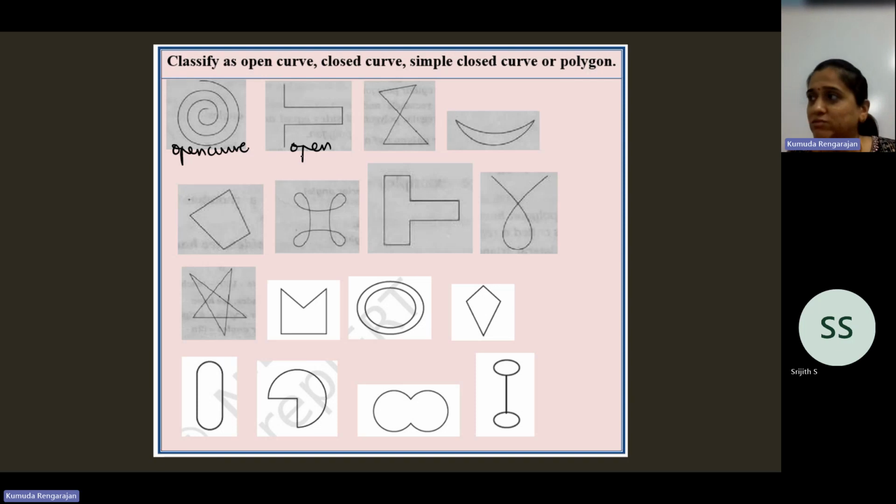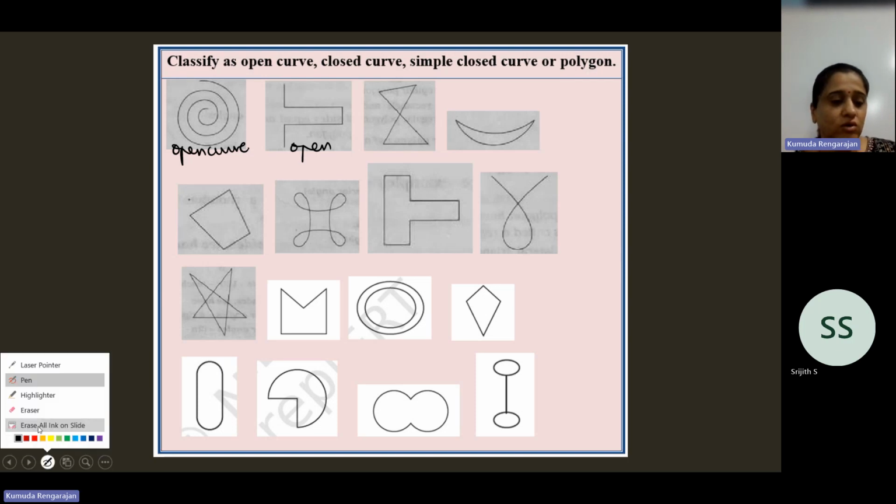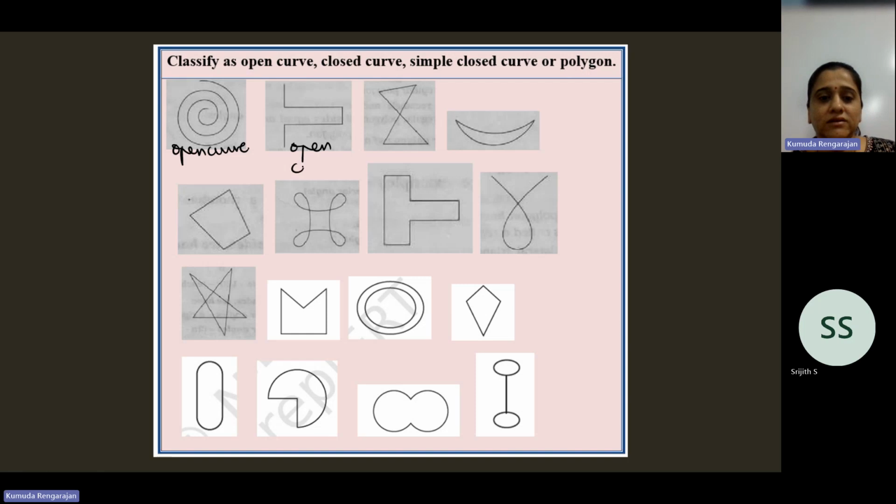So here you have line segments, but it's not a polygon. It is an open curve, correct? Open curve because first it's a curve, because you are able to draw this without lifting your hand. But the starting point and the ending point are different. So it's an open curve. Third one, closed curve. Is it a curve? Yeah, because you can draw it without lifting your hand. And it's a closed curve because the starting point and the ending point are the same. Very good.